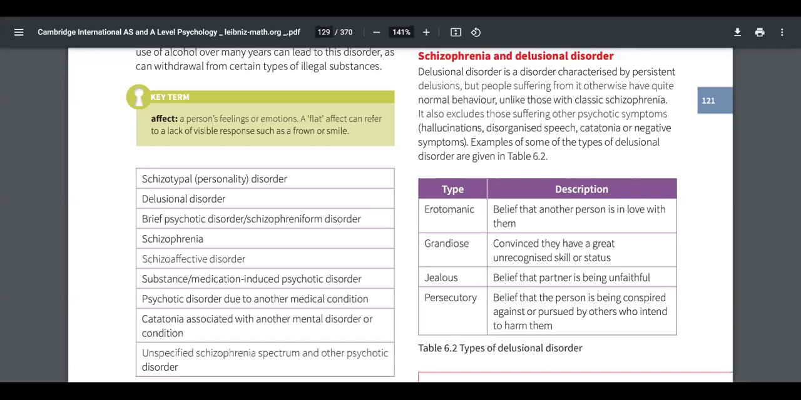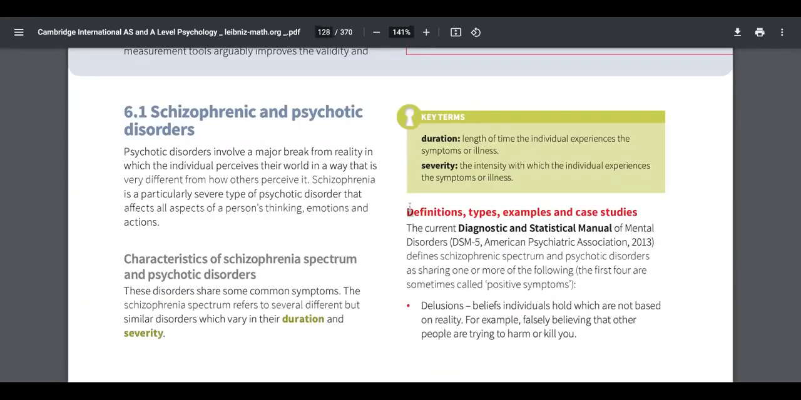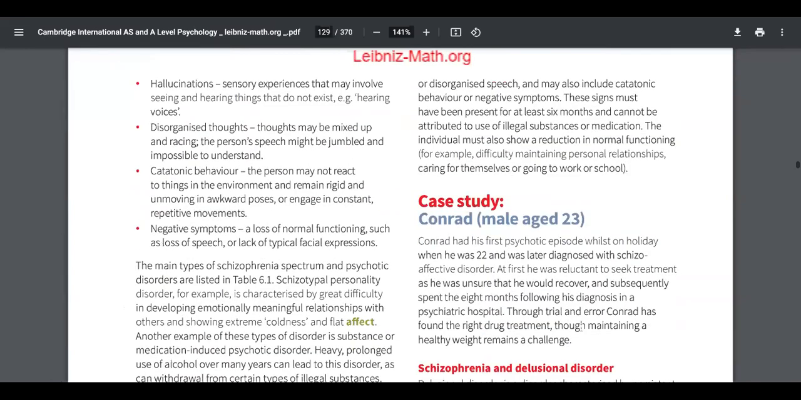Then we have persecutory, which is basically believing that the person is being conspired against or pursued by others who intend to harm them. So having the belief that someone is planning against you, conspiring against you, like a whole mafia sitting against you, and that they're going to harm you somehow. Okay, so these are all types. These are again very important. Why? Because when you look at these three things: definition, types, examples, and case studies, all of this can be tested in just one question where you have your 10 marker.